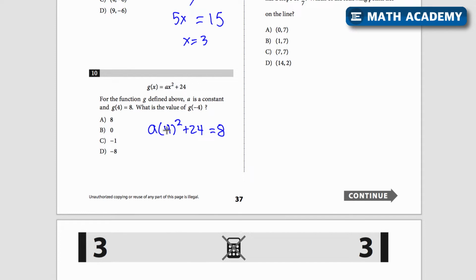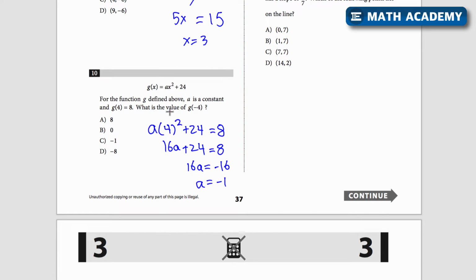So this is going to be 16a plus 24 equals 8. Let's subtract 24 on both sides. We're going to get 16a is equal to, if we subtract 24 here, negative 16. Divide by 16, and a is equal to negative 1.